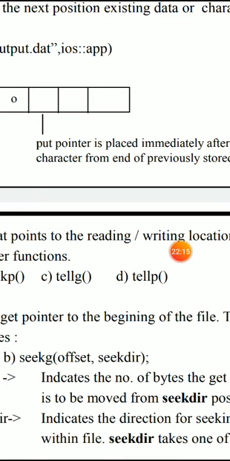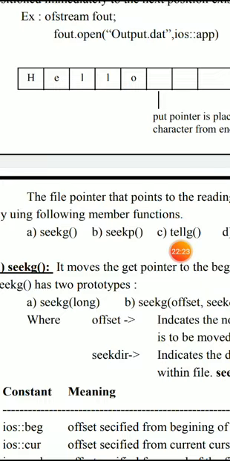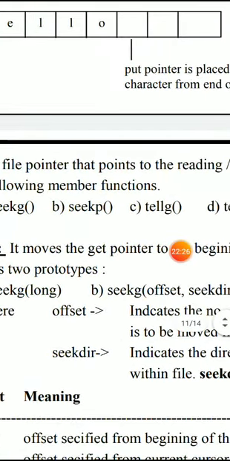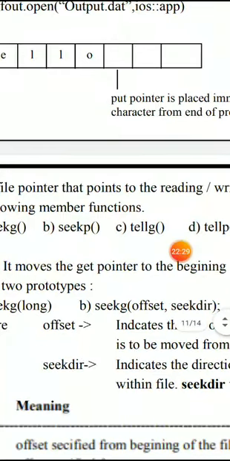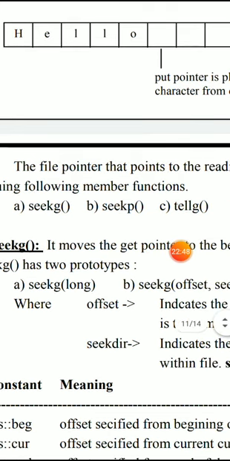Usually the file pointer is managed by means of four built-in functions. Those built-in functions are known as seekg, seekp, tellg, tellp. Seek means finding. G means get. So the seekg function is used to find the position of a get pointer during reading operation, and the seekp function is used to find the position of a put pointer during writing data into the file.